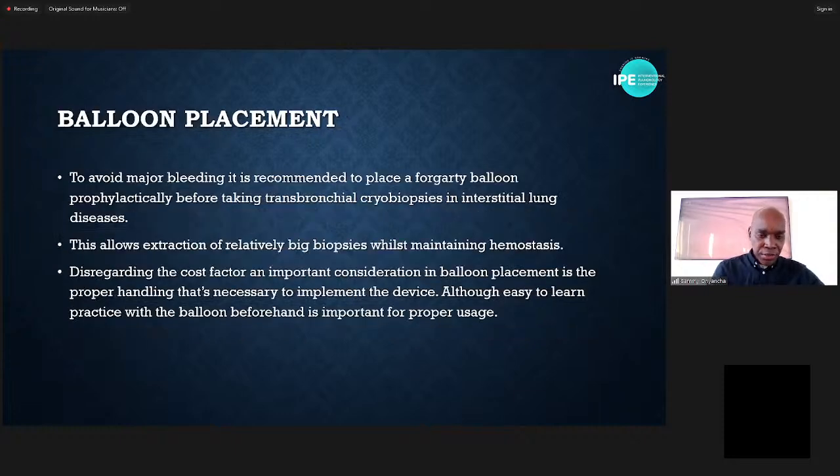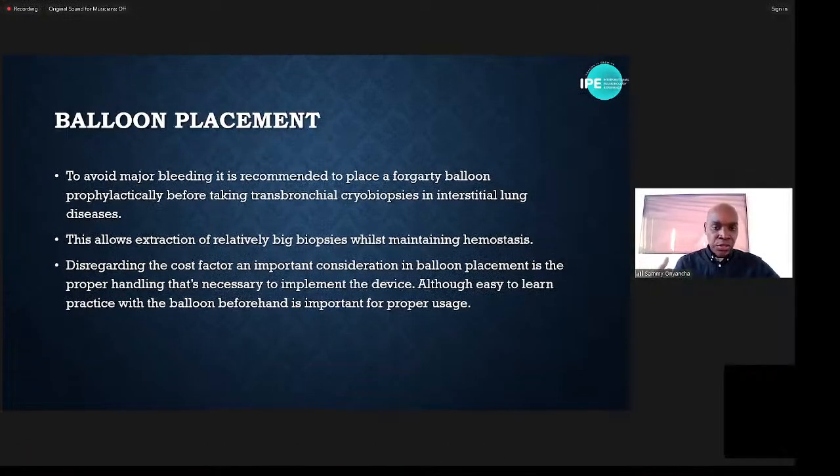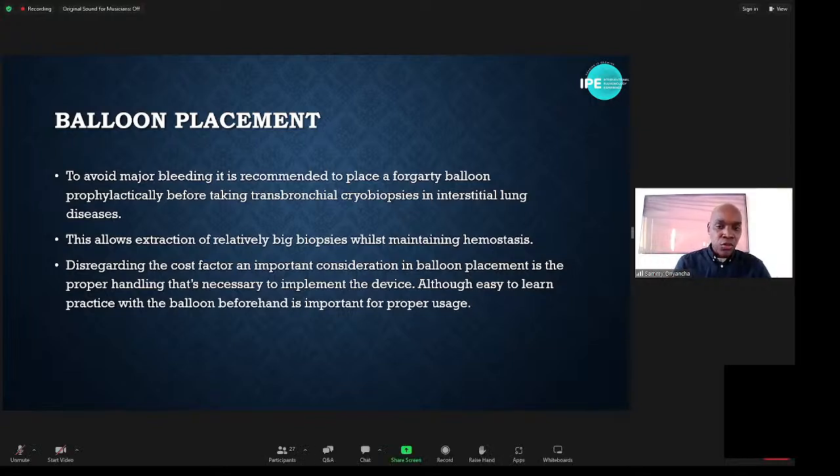So the balloon placement is the second part. As we mentioned a little bit, you place a Fogarty balloon prophylactically to aid in taking the biopsy, so that as soon as you take out the cryobiopsy, you inflate the balloon, which places mechanical pressure on the biopsy spot, which helps in bleeding management.